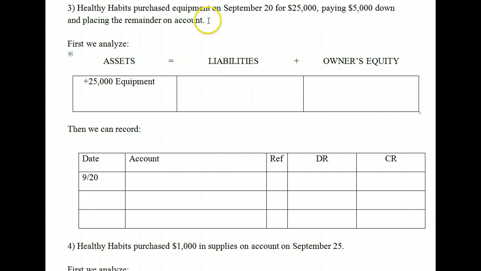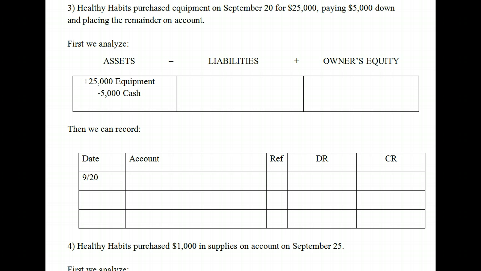Now, how are we purchasing that equipment? Are we paying cash for it? Or are we borrowing money? Well, we're actually doing a little bit of both, because in this case we paid $5,000 down. So in other words, we made a cash down payment of $5,000. Well, when you pay cash, what happens to your cash account? Correct, it goes down. So we're going to take our cash down by $5,000.